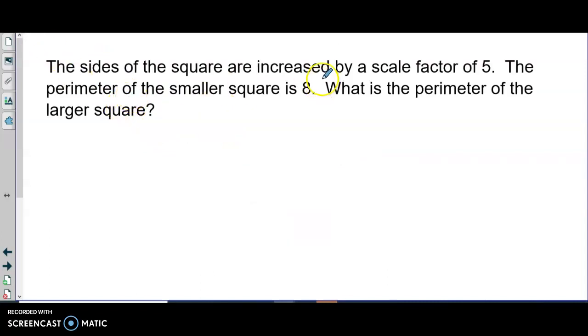The sides of the square are increased by a scale factor of 5. Now, remember, the scale factor means you're making it 5 times bigger.